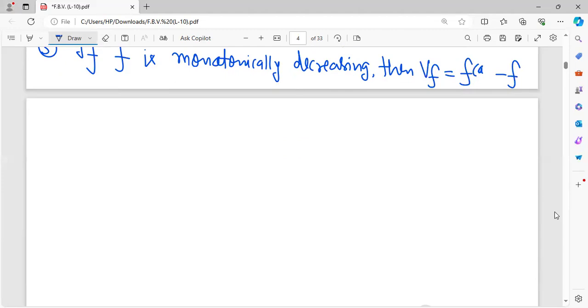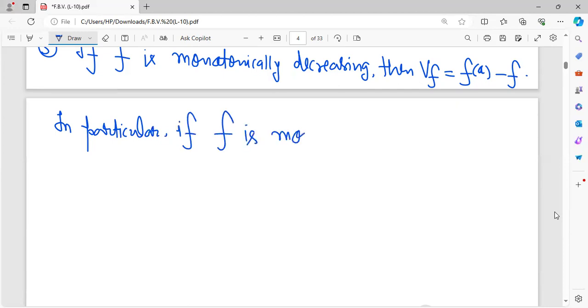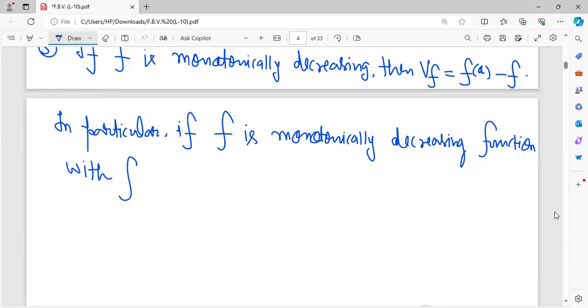Okay. fa minus fa. In particular, if f is a monotonically decreasing function with f(a) equal to 0, then V_f is nothing but negative of f. Let's prove it.